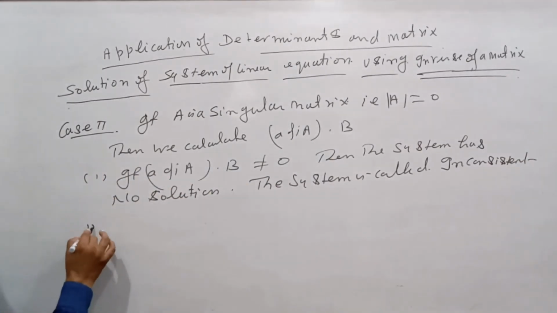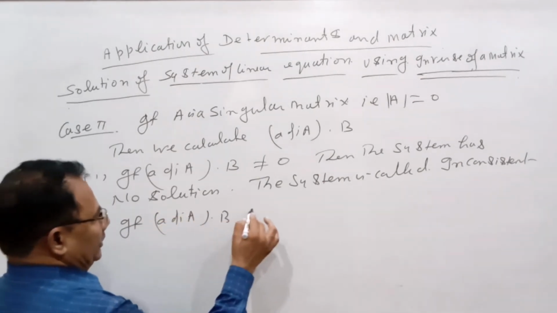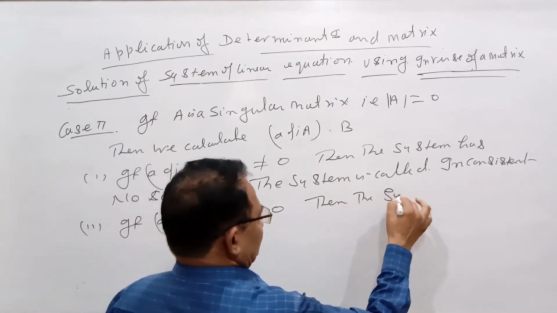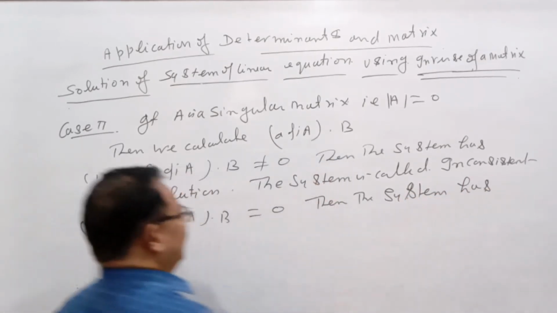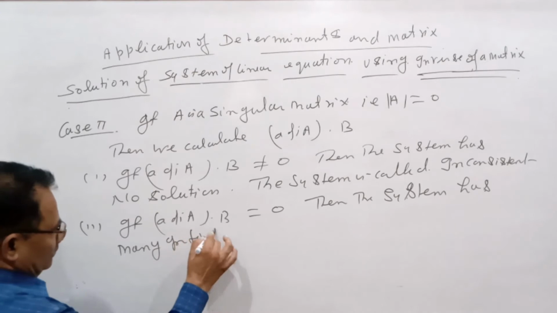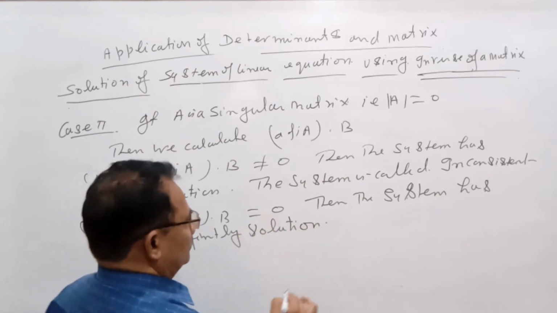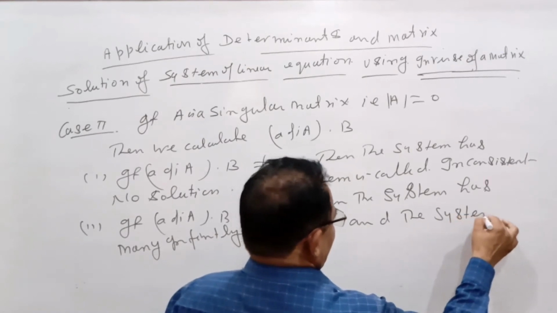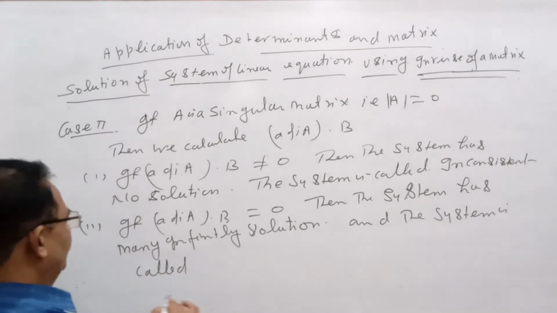Or if adjoint of A into B is equal to 0, then the system has infinitely many solutions, and the system is called consistent.